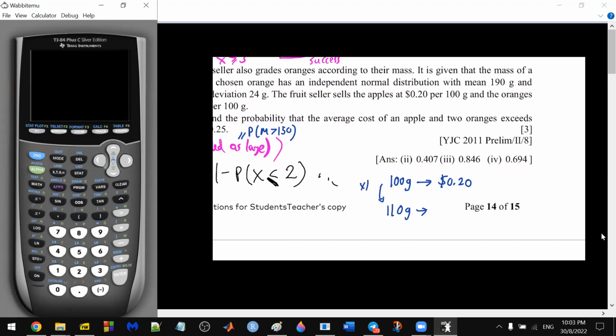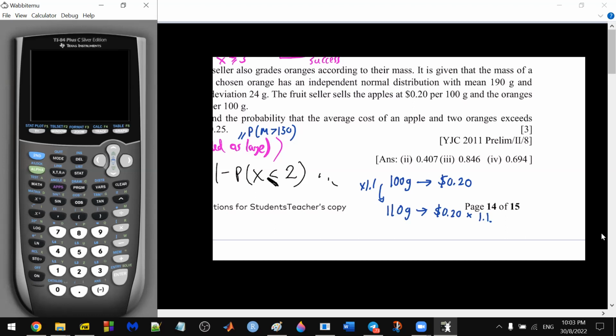You only times 1.1, right? 100 goes to 110. It's not times 110, it's just times 1.1. If you want to keep the 0.20, also okay, but you must make sure you change to 1.1. The scale must be correct. Is that okay?